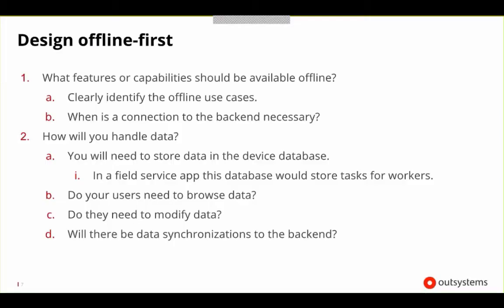And one of the most important things that you need to determine is what type of capabilities you want your application to offer while it is offline. So you want to clearly identify what the use cases are, what type of functionalities you want to have, and when specifically you are going to need a connection to the internet and to the backend of the application, for instance.